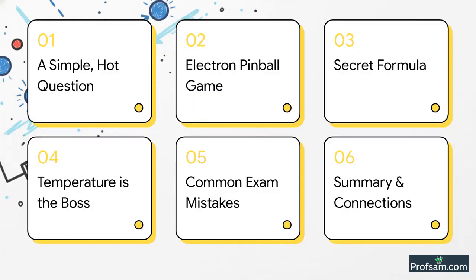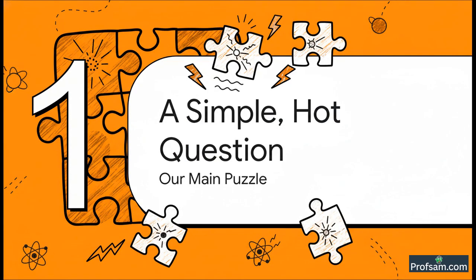Here is our plan for today. We'll start with this simple question. Understand what's happening inside a wire, get to the main formula, and then clear up some common mistakes. We'll go step by step, making sure everything is crystal clear. Okay, so let's focus on our main puzzle first, the heater. This one single question is going to set the stage for everything that follows. It's the key that unlocks the whole concept.